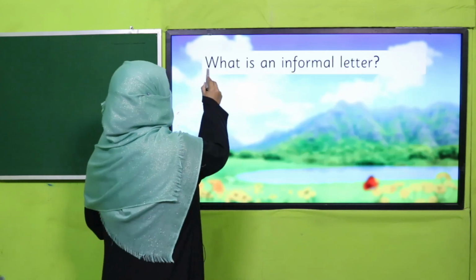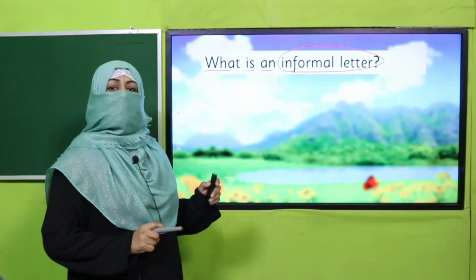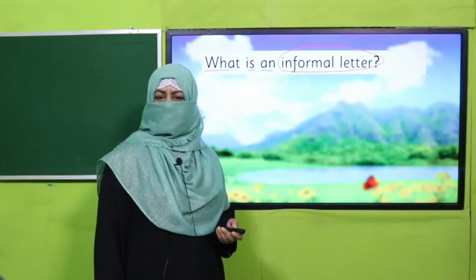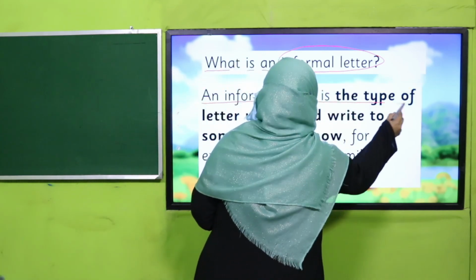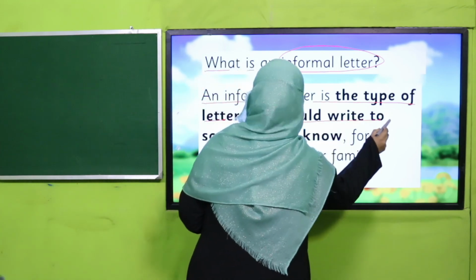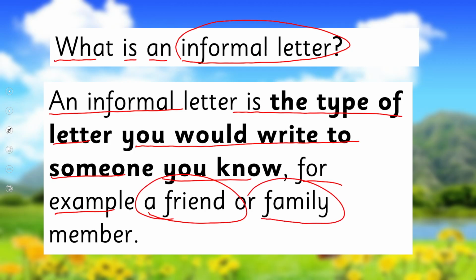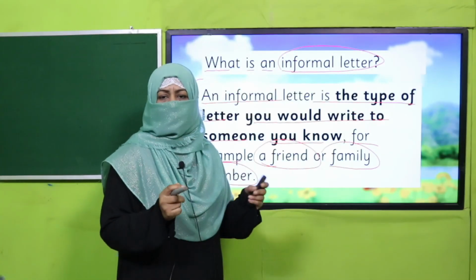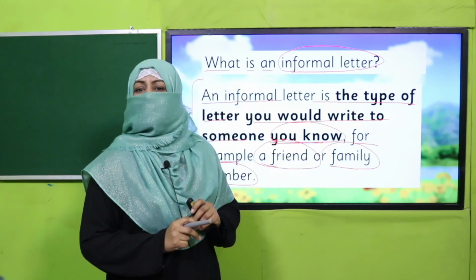So first you tell me, what is an informal letter? You have learned it. So pause the video and answer this question to your teacher. Yes, my dear students, I hope you have answered it correctly, that an informal letter is the type of letter you would write to someone you know. For example, a friend or a family member, right? A letter which you write to one of your family members, to your friend, to your cousin, to your class fellow, whosoever you are writing, the person you know. You're writing to a person whom you know. So that is called an informal letter.